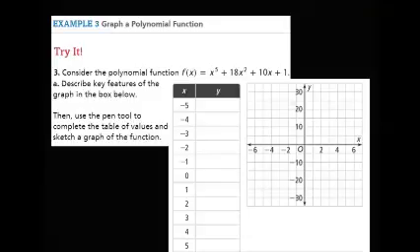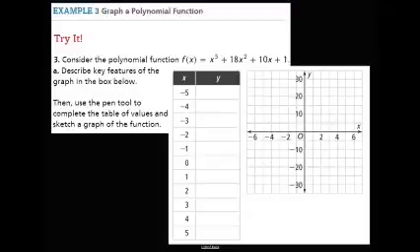So, graph a polynomial function. Consider the polynomial function f of x equals x to the fifth plus 18x squared plus 10x plus 1. Describe the key features of the graph in the box below. I didn't have a box here. And then use the pen tool to complete this table. So we're going to draw this thing. So, leading coefficient is positive. So we're going to say it opens.